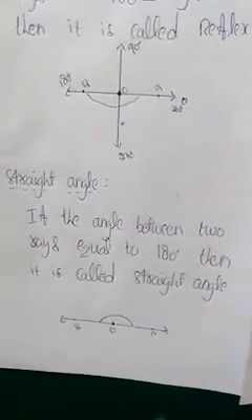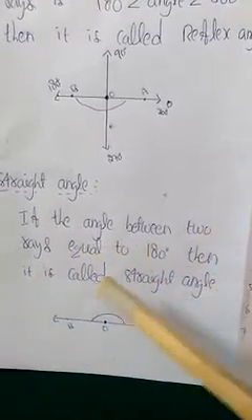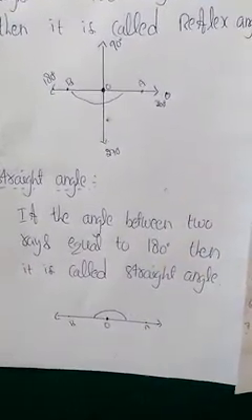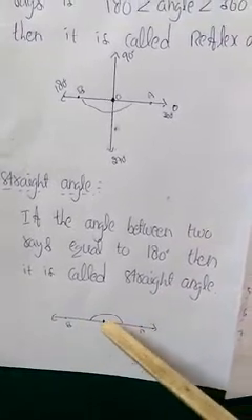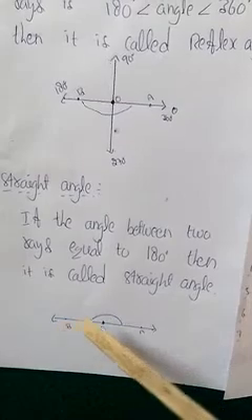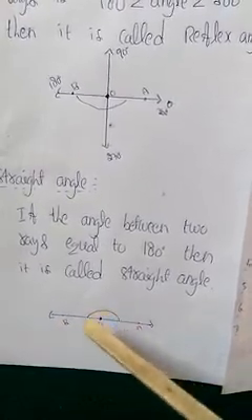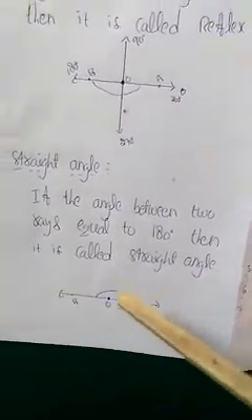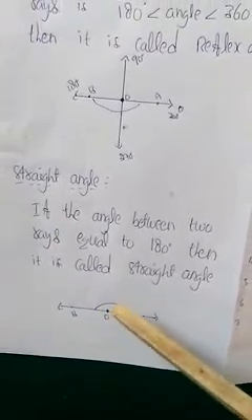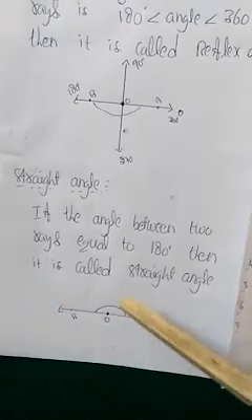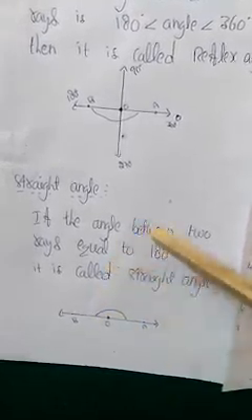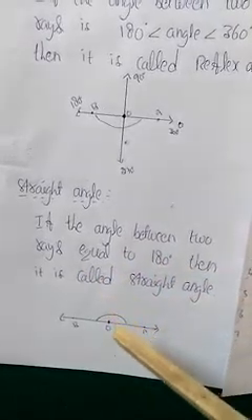And next one is straight angle. If the angle between two rays is equal to 180 degrees, see here, OA ray, OB ray. The angle between these two rays is 180 degrees. Clearly, it is a straight line. So that's why we now call the angle a straight angle. These two rays formed a straight line. That's why the angle between these two rays is a straight angle. If the angle between two rays is equal to 180 degrees, then it is called straight angle.